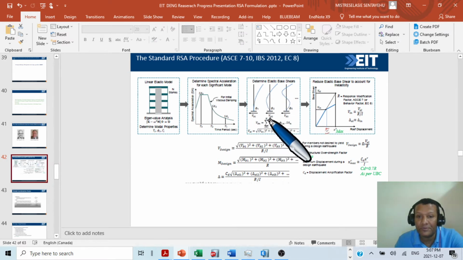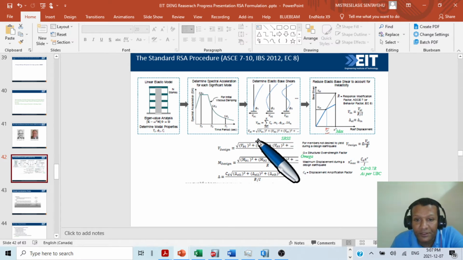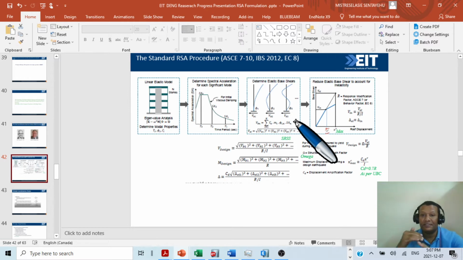So VB1, VB2, VB3 we will find from here. Then we will SRSS them to find the total response. So as you can see here, VB1 squared plus VB2 squared, then root, then we will find V elastic. This is the elastic base shear. The elastic means we don't apply anything here until this.